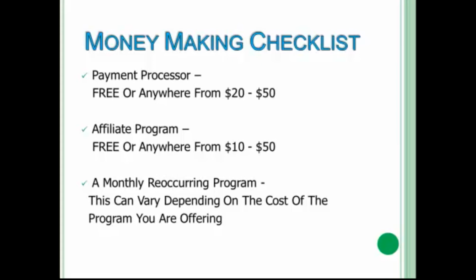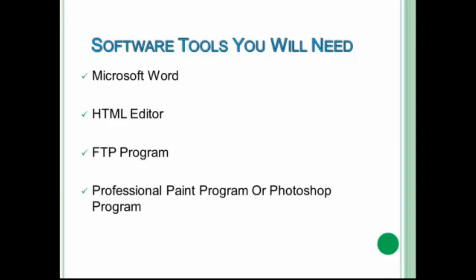Another thing you will need to consider is a monthly recurring program. This can vary depending on the cost of the program you are offering. This could include programs such as a membership site or service you either own or are associated with. You will also need a couple of other small software programs to help you with the creation of your actual product, such as Microsoft Word, which will come already installed on your computer, or you can purchase from your local computer store. You will also need an HTML editor to create your sales page for your product.